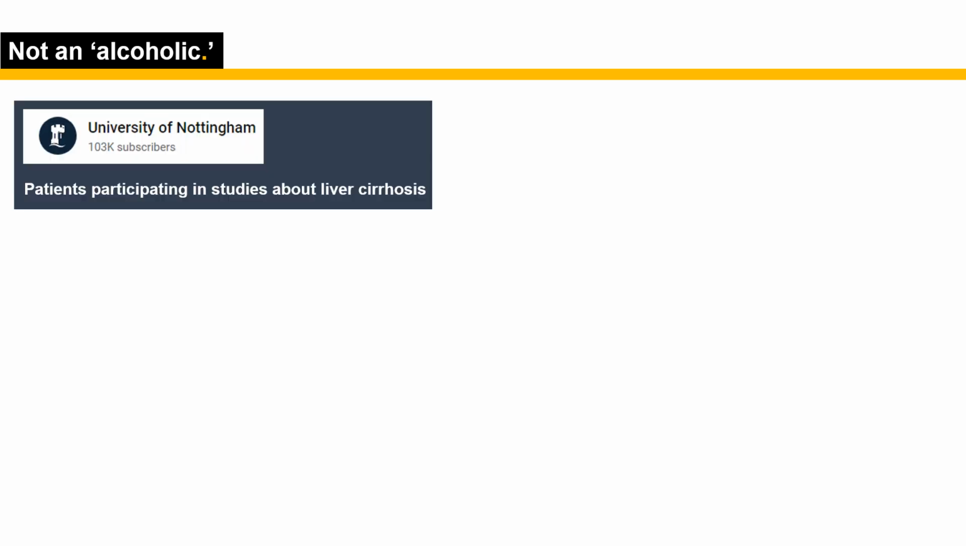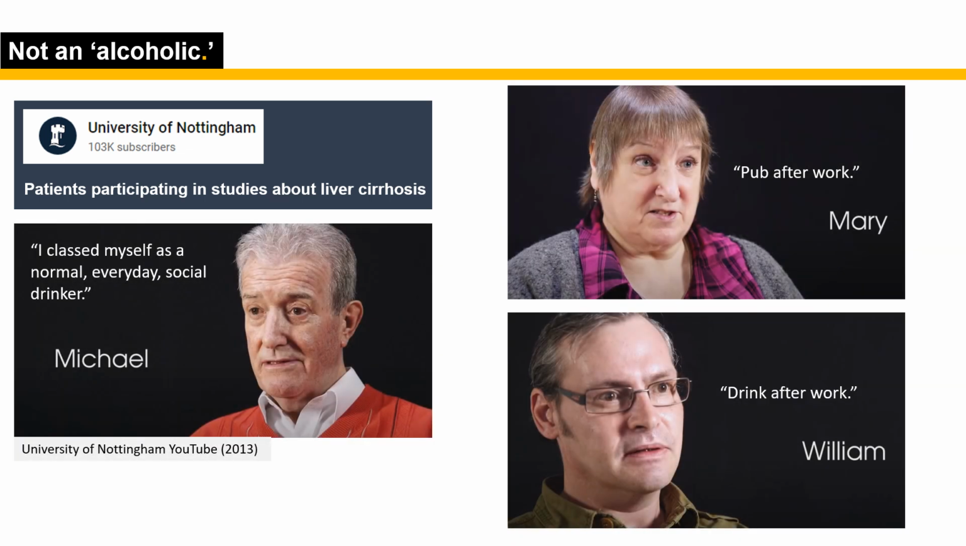And then we can look at a study from the University of Nottingham. Now, this was a study looking at liver cirrhosis. You can get liver cirrhosis through other factors, but the most common is through alcohol, and that's what happened to Michael, Mary and William, all of whom took part in that study. They had similar stories. So Michael said, I was just an everyday social drinker. Mary's going to the pub after work. William was having a drink after work. Before they had liver cirrhosis, they would never have identified themselves as having a problem with alcohol use.